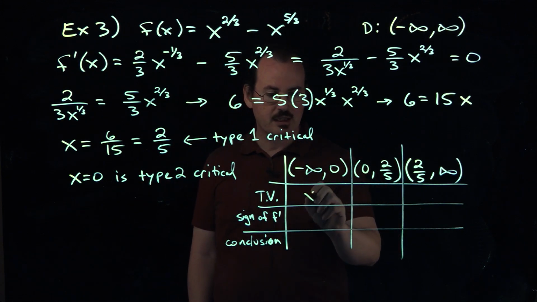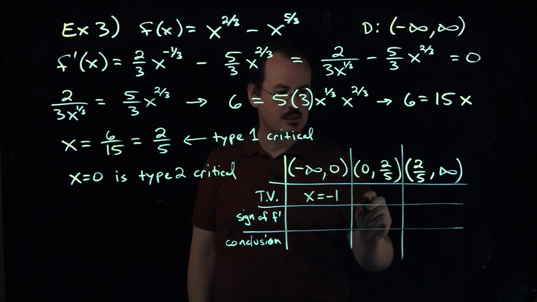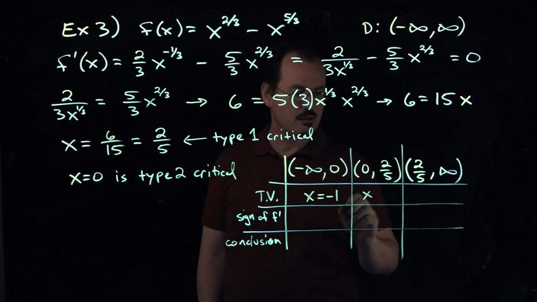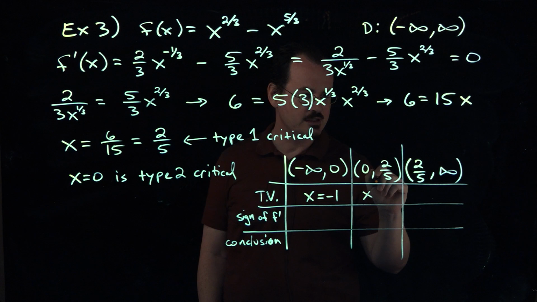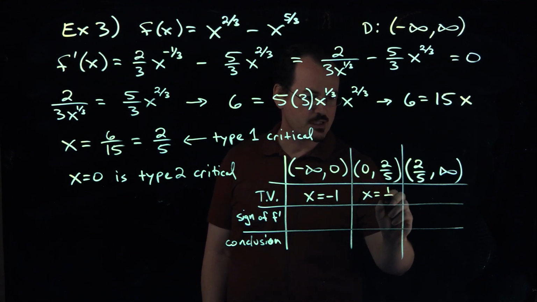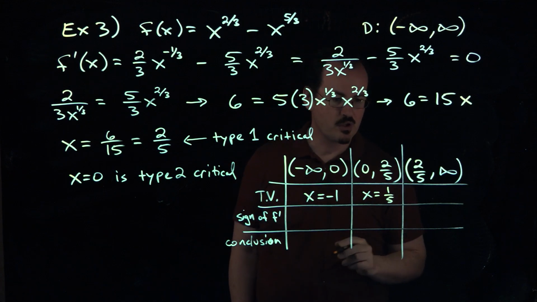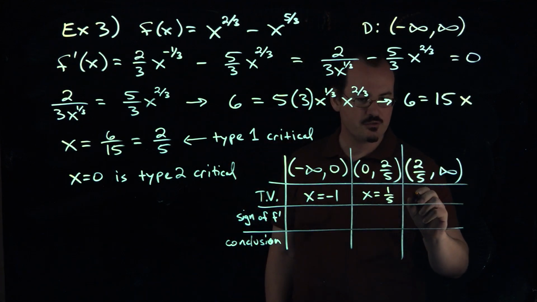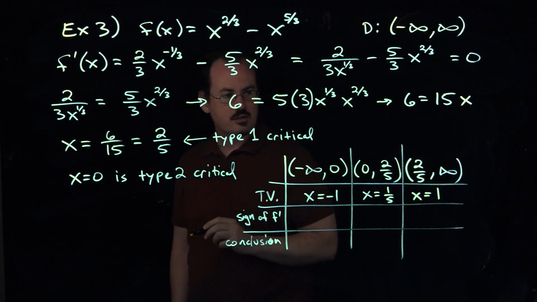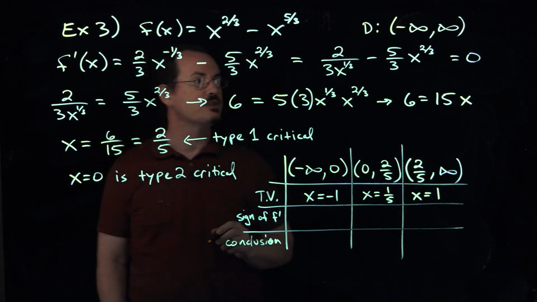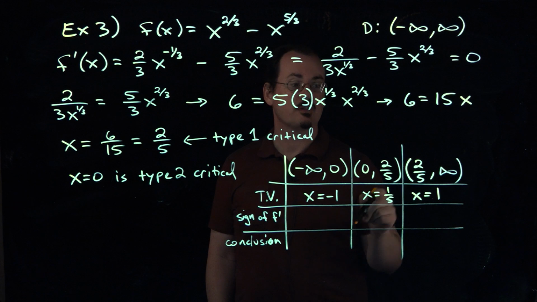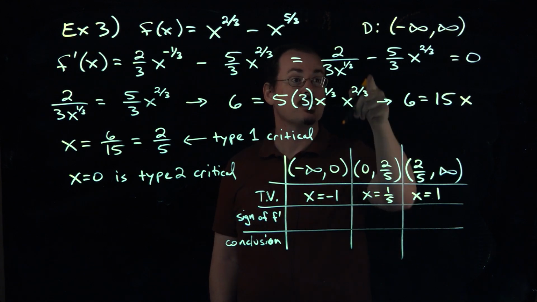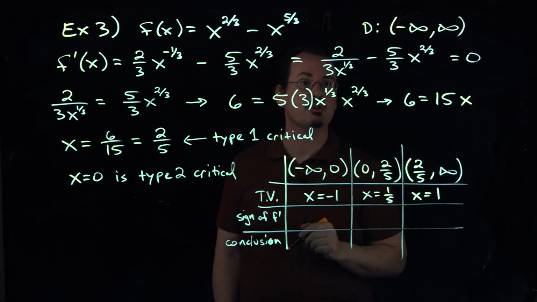So let's pick -1. Let's pick, we're going to have to go pretty small on that. Smaller than 2/5, but bigger than 0. Not too much choice there, but we'll try 1/5 there. And then bigger than 2/5, let's pick 1. Okay, so what we're going to do again with these numbers is we're going to plug them into the derivative. Okay, so 3 numbers, plug them, there's the derivative, that's what we want to plug them into.